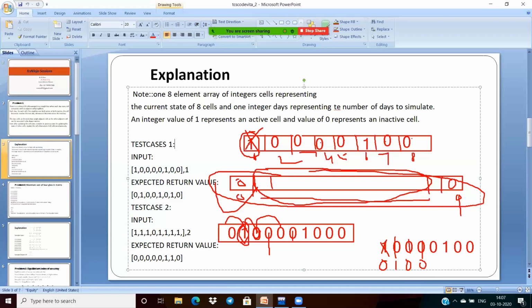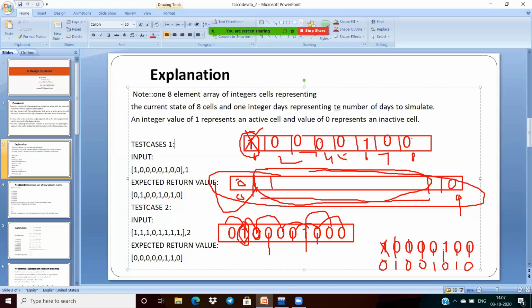Now coming to this one, 0 and 1. 0 and 1 means it will be 1. Next 0 0 means it is also 0. Next, the neighbors of this are 0 and 1, so it will change to 1. Next 0 0, both are 0 0, so it can be modified to 0 only.